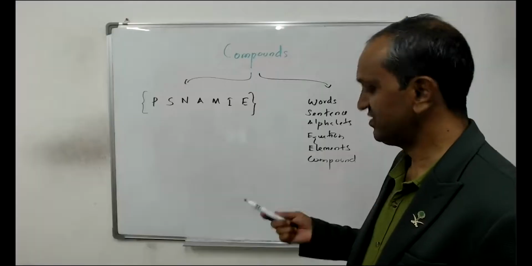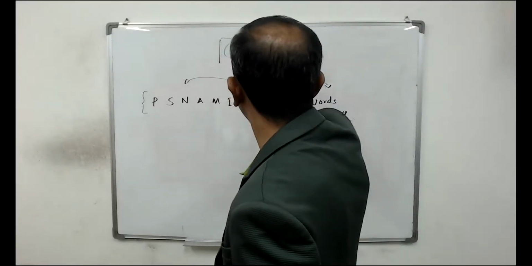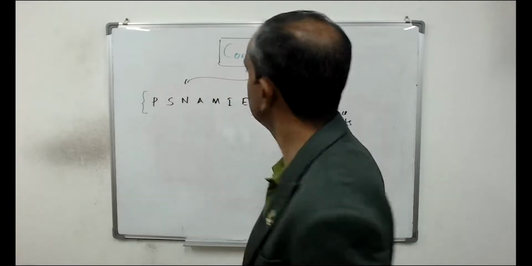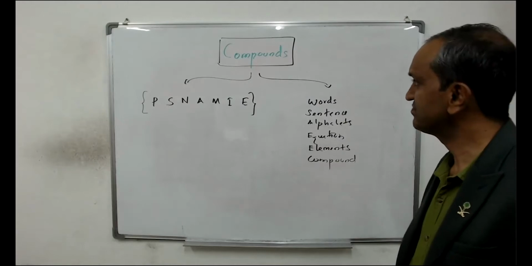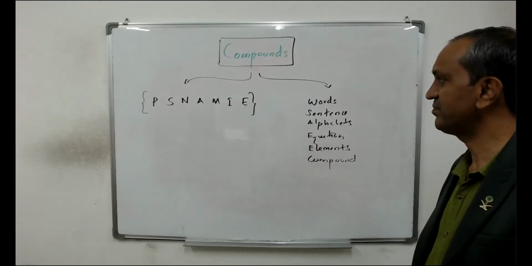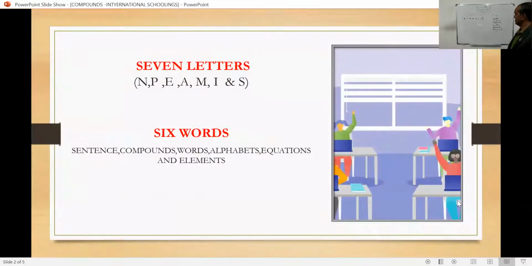Today's topic is chemical compounds. Before beginning with chemical compounds, I need to find out your prior knowledge which is needed to understand the concept of compounds. I have given here 7 alphabets randomly and 6 words randomly.